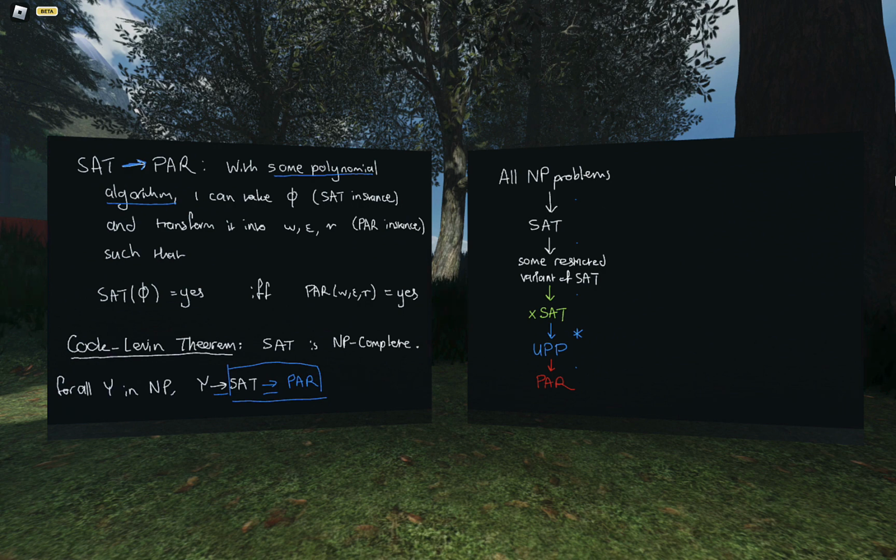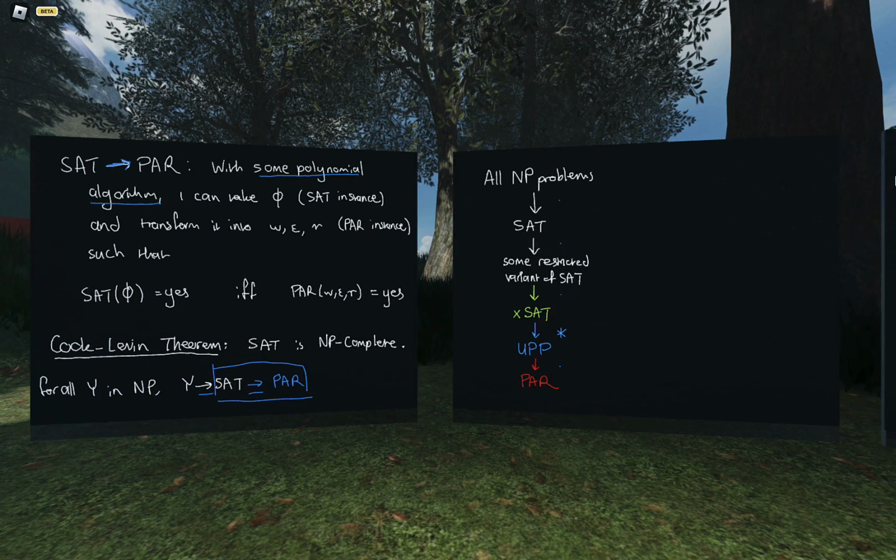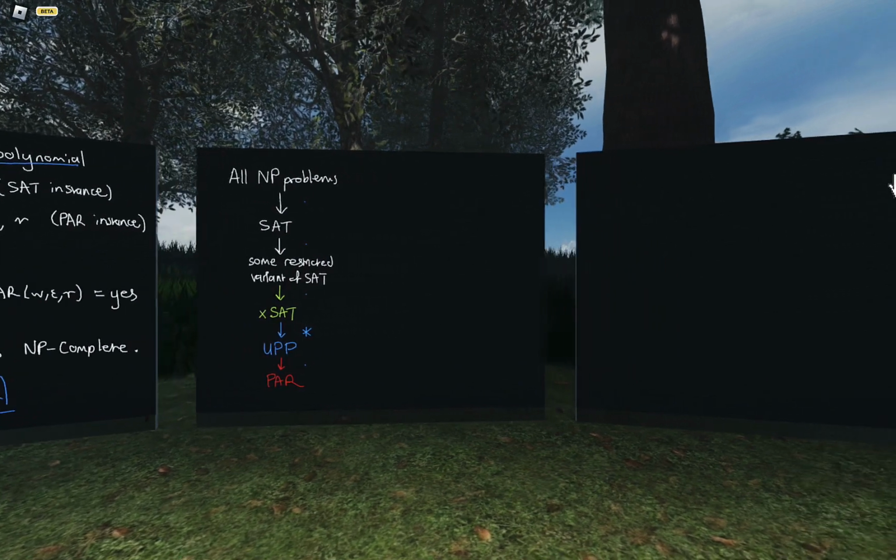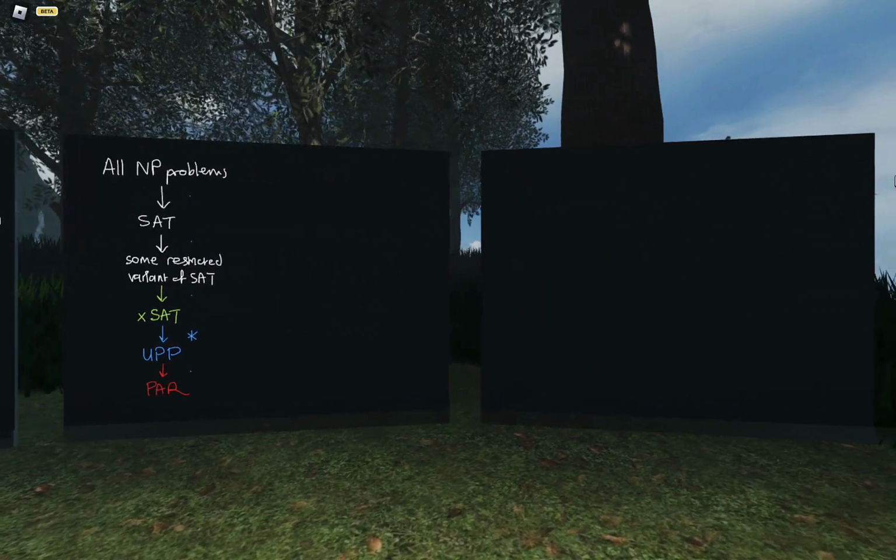So I want to focus on this blue part next, which means I'm going to have to introduce XSAT and UPP. So I'll try and do that briefly. But any questions about this logical structure of the theorem?